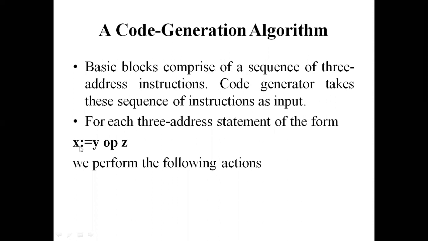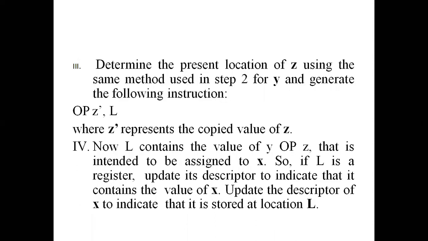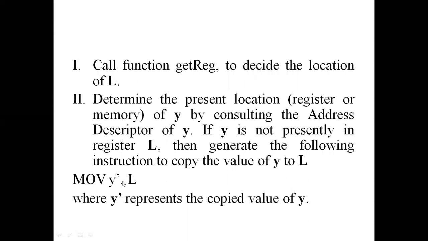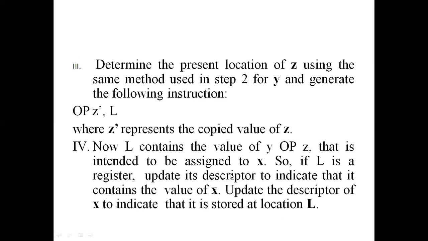And here it is intended to be assigned to x. Just assuming that L is a register, because here we're using the L: move y dash comma L, and the location of L. So if L is a register, then what to do?